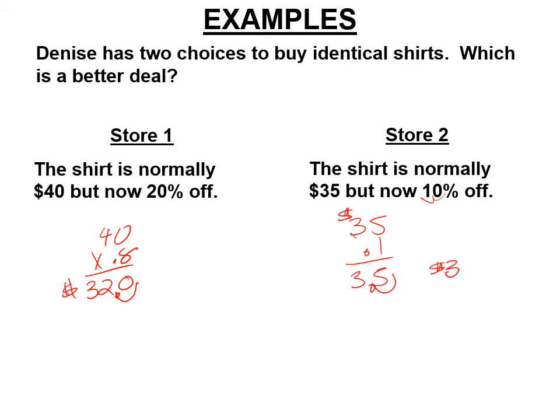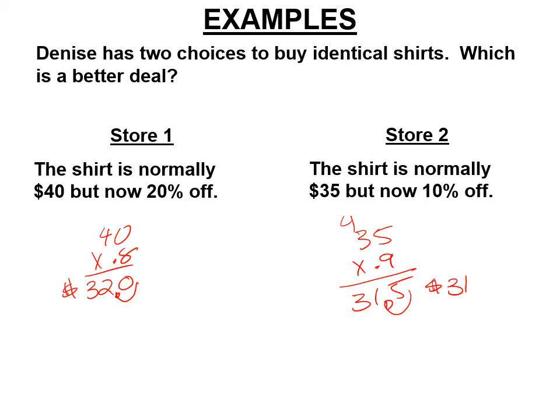Oh, 10%. Oh my goodness, I was doing it the wrong way. 10% off, so it's 90%, which is 0.9. 5 times 9 is 45. 9 times 3 is 27, plus 4 is 31. Okay, so here, $31.50. Here, $32. All right, so they're so close, and that's very typical.